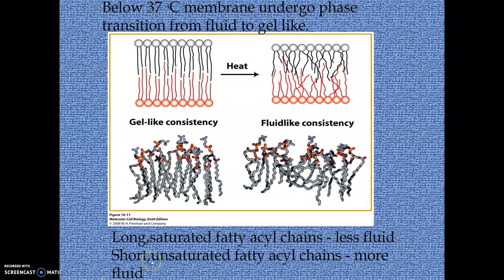With long saturated fatty acyl chains, the membrane will be less fluid, and with short or unsaturated fatty acyl chains, the membrane will be more fluid. Here the tails are longer when compared to this one. When the tails are longer, more bonds will be formed. They will be more tightly attached or more aligned. While if the fatty acid chains are shorter, there will be fewer van der Waals forces, so they will be less aligned and more fluid.